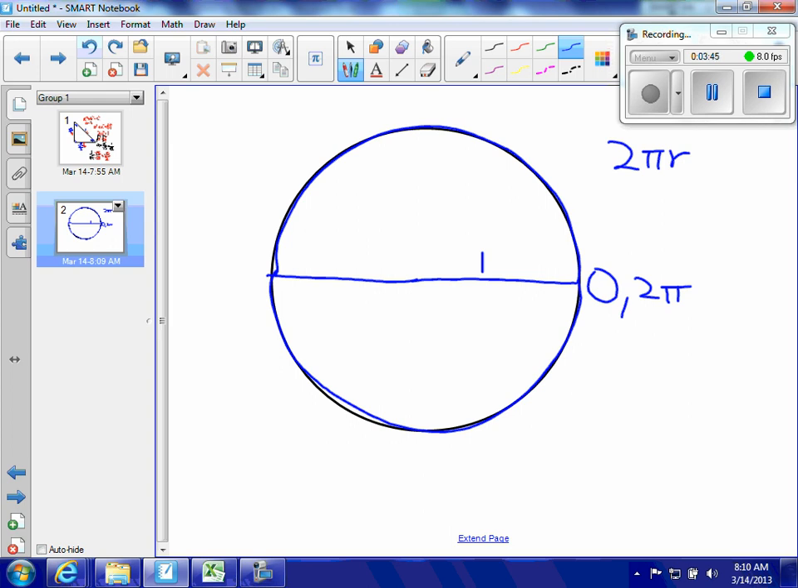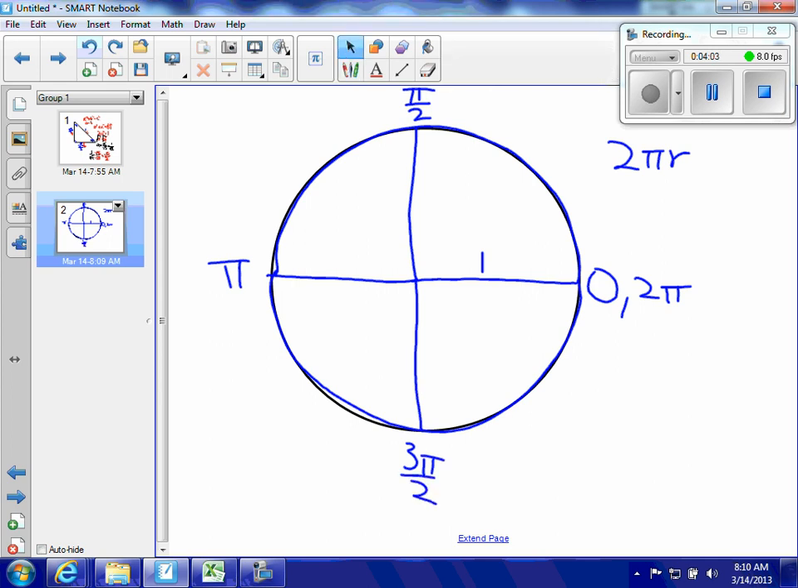And I know that this over here, halfway around, is pi. And I remember that straight up to the top is pi over 2, and straight down to the bottom is 3 pi over 2. And this is my xy axis. Sorry, it's so messy. Xy axis.